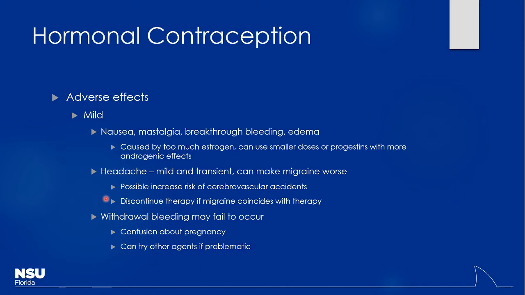Other things that can occur, you may have a failure to have withdrawal bleeding. Why is that concerning? They may think they're pregnant, right? So if they don't have that withdrawal bleeding, they think they missed their period. And if it's that problematic, the patients can potentially try other agents, maybe something that's going to be more consistent in terms of giving that withdrawal bleeding, right? Again, a pregnancy test is real cheap.